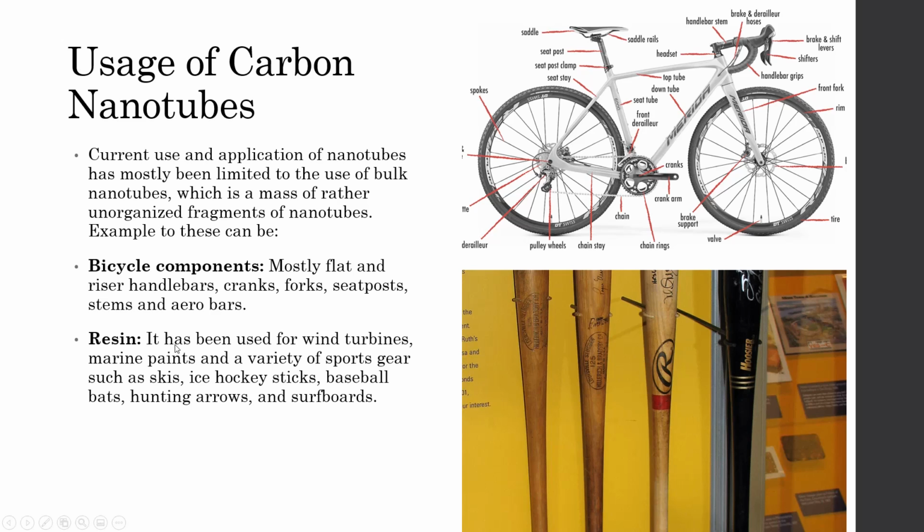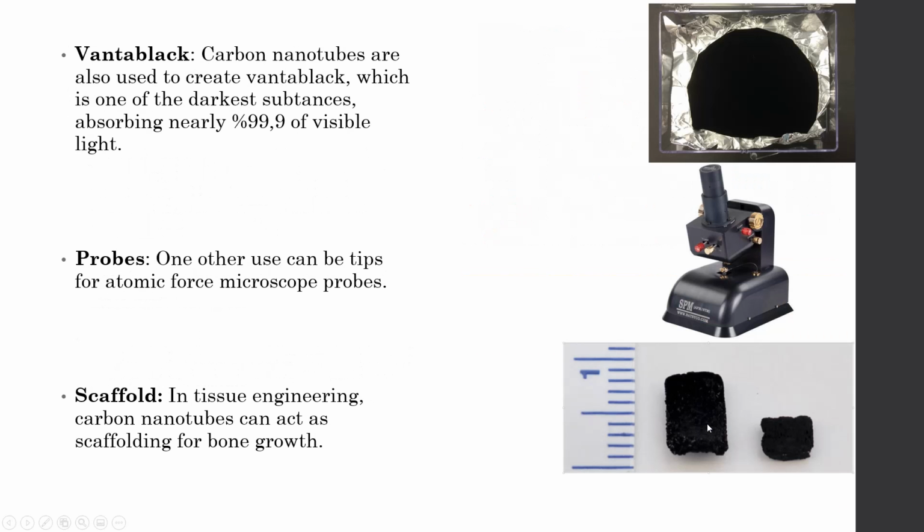And resin. It's been used for wind turbines, marine paints, and a variety of sports gear such as skis, ice hockey sticks, baseball bats, hunting arrows, and surfboards. In this picture, we can see a carbon nanotubes resin covering this baseball bat. And Vantablack. Carbon nanotubes are also used to create Vantablack, which is one of the darkest substances, absorbing nearly all of visible light.